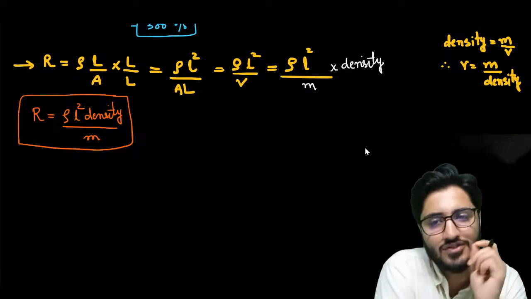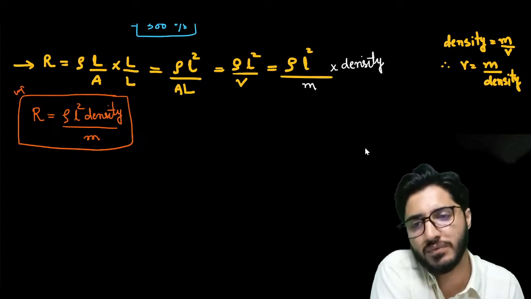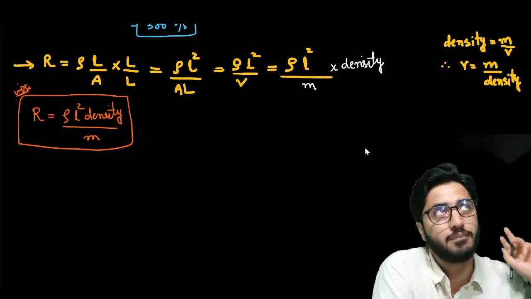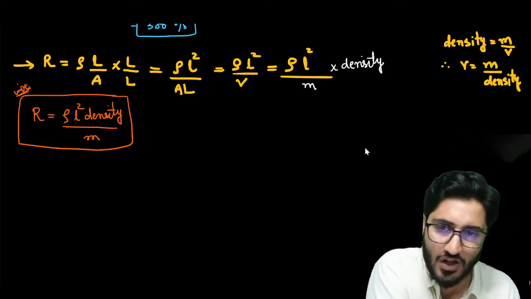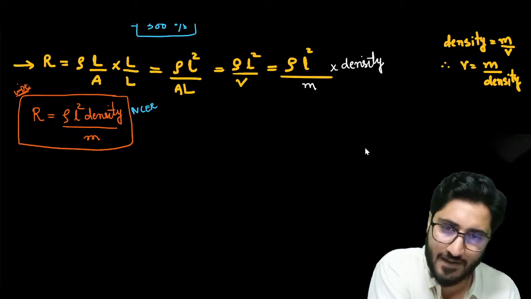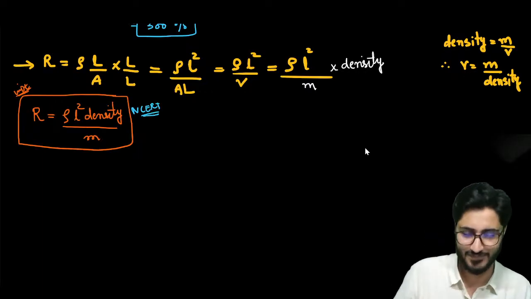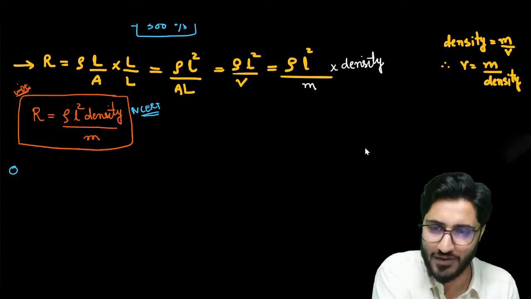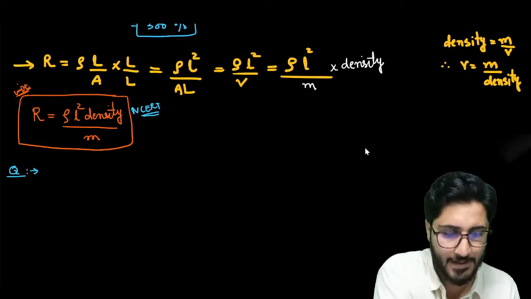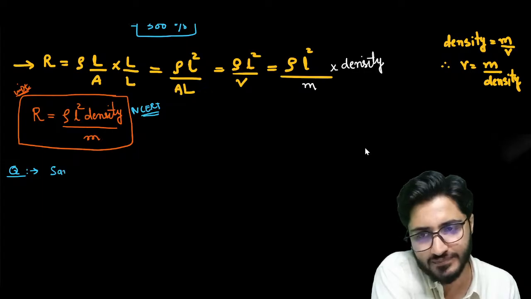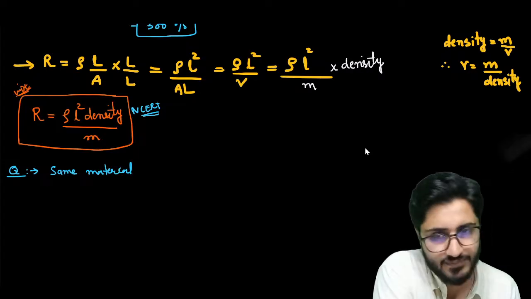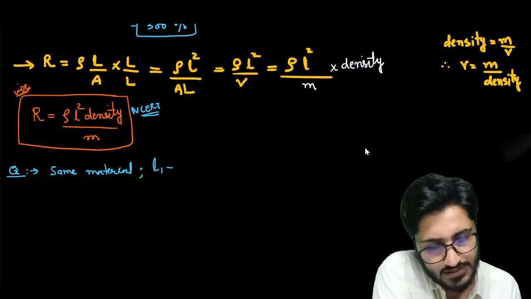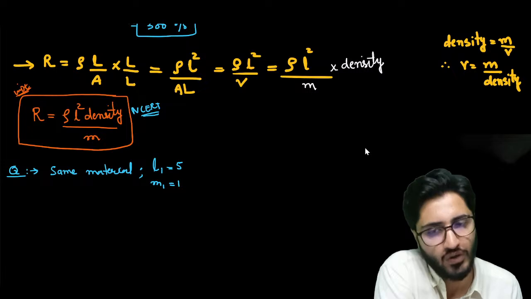So we concluded this. This is also important because a couple of times you will see the numerical in previous AIIMS papers. And this formula is also given in NCERT. So I will give a numerical based on this particular formula. We have same material. The length of the first part is given as 5 and the mass of the first part is given as 1. It is meter and kilogram in the SI system.